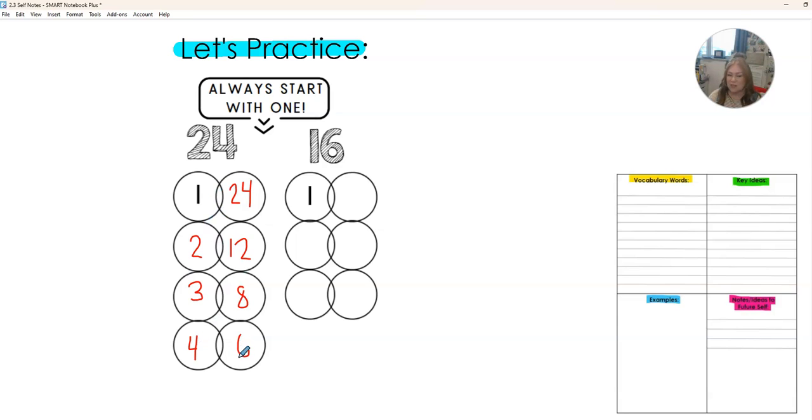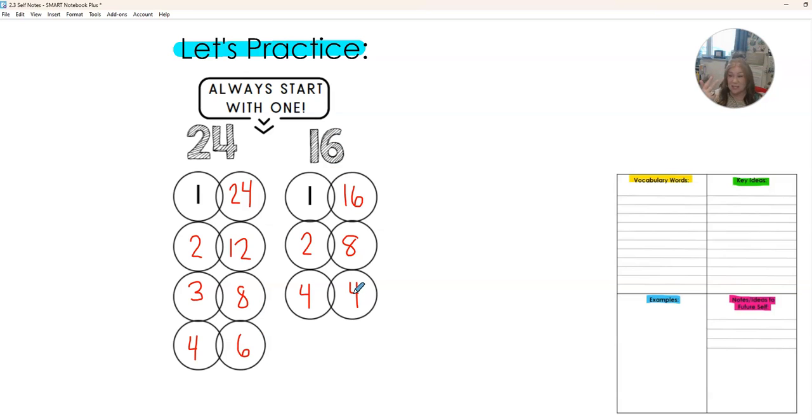So here's all the factors of 24. Those are the only numbers that go into 24 perfectly, right? They're fixed. There's a set amount of them. So now let's do 16. We always start with 1. 16 divided by 1 is 16. 16 divided by 2 is 8. Now we're going to try 3. 3, 6, 9, 12, 15, 18. Nope, 3 does not go in there. 4, 8, 12, 16. Oh, yes, it does. 4 times 4 is 16. And now that we have a double, we know we're done.